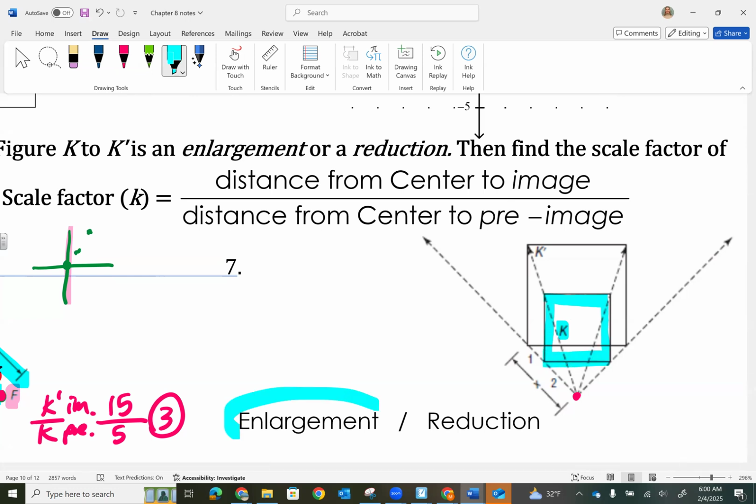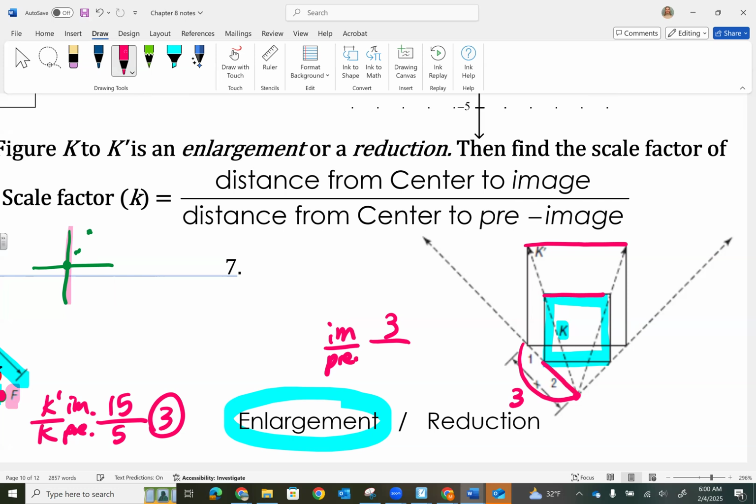So this is as well an enlargement, okay? And then you're like, well, it looks like it might be doubling or something. I don't know. We'll look and see. But how you figure that out is you do the image over the pre-image. And if you don't have the length of the corresponding sides, like we don't have that, okay, so let's find the distance from the center of dilation to the image. So this overall length here is going to be 3. Okay, so that's 3 over the distance to the pre-image, which is 2. So that is going to be our scale factor, 3/2.